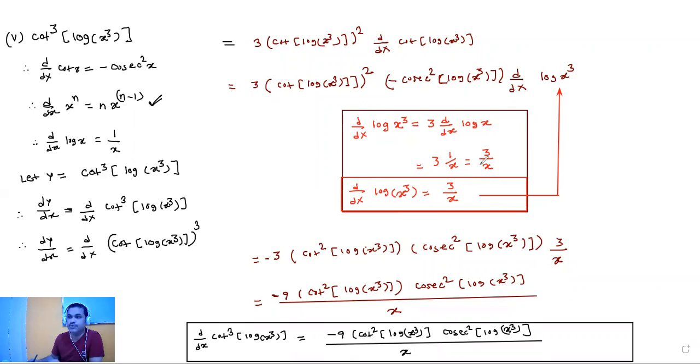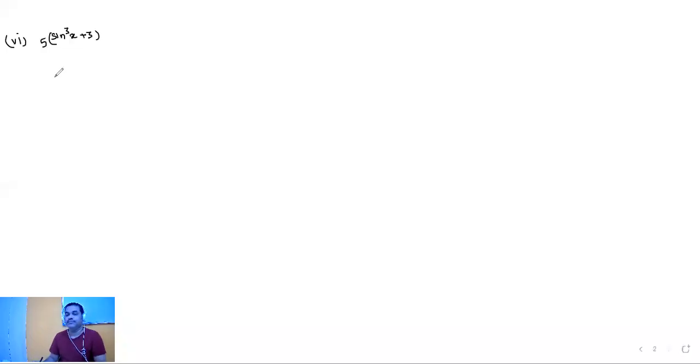So let's move on with sum number 6 now. Sum number 6 is 5 raised to sine cube of x plus 3. As usual, let's revise the formulas first. We say that d by dx of a raised to x is equal to a raised to x into log of a. There is a general formula.